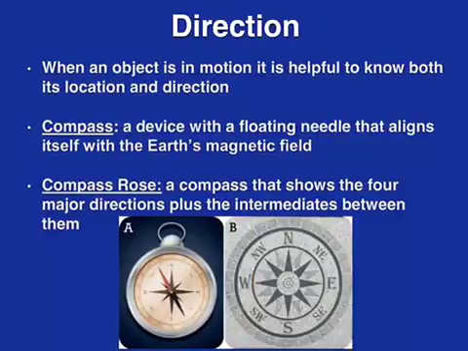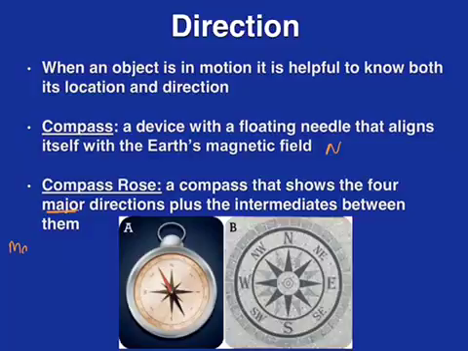When describing an object's location, its direction is very important, especially if that object is moving. A compass and a compass rose are both devices that help show direction. A compass is a device with a floating needle that aligns itself with Earth's magnetic field and will point north. A compass rose is exactly the same thing. However, it shows the four major directions.